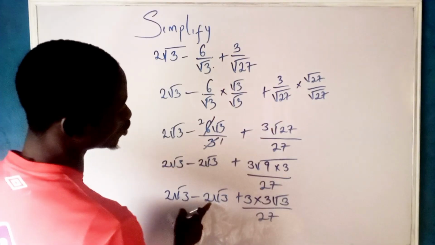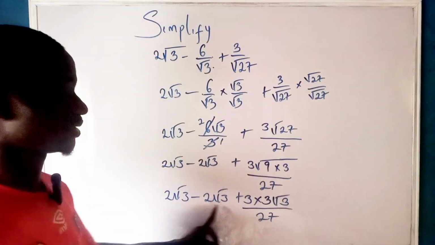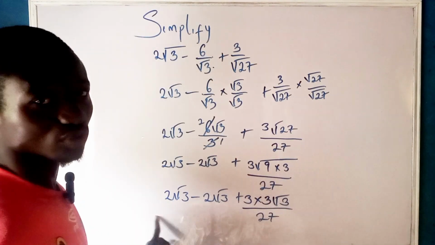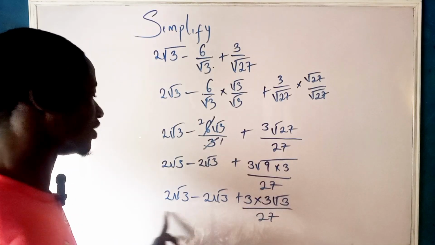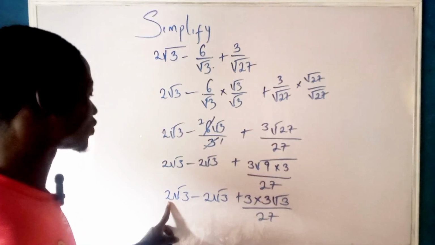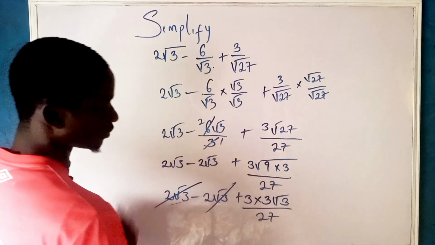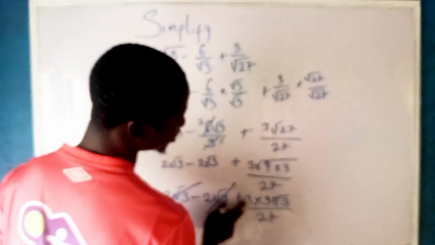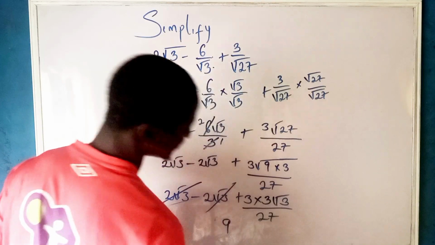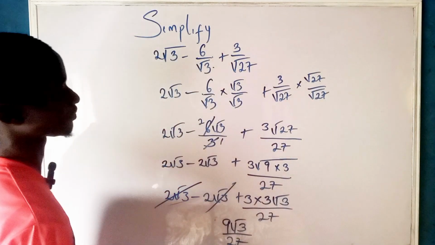Now 2 root 3 minus 2 root 3. Because they have the same terms, root 3 and root 3, they have the same roots, you have access to subtract. So if you are subtracting, because they have the same roots, you subtract the whole numbers. Here it is 2, so you say 2 minus 2 is 0. So this is off one side. You are left with plus 3 times 3, which is 9. So 9 root 3 all over 27.